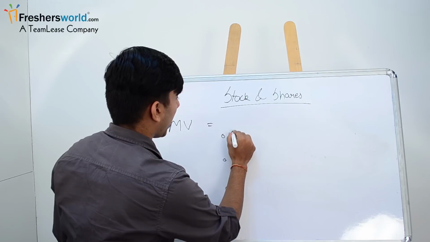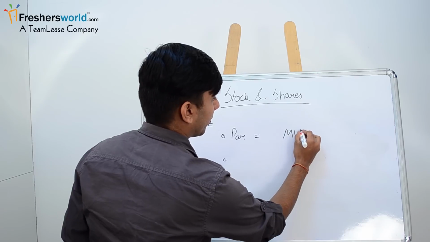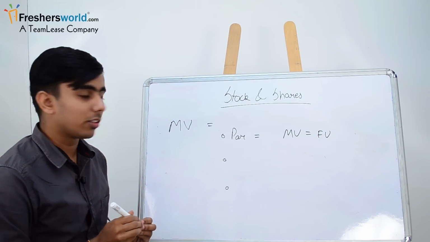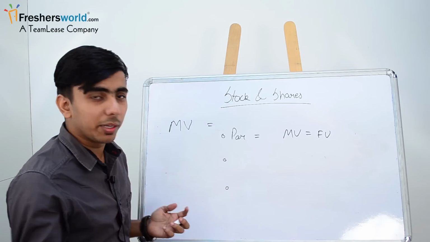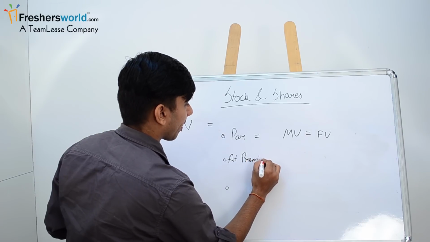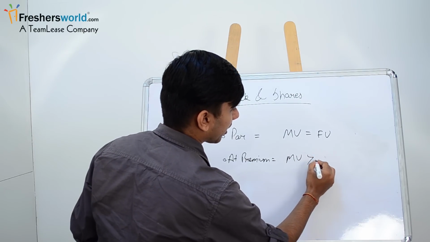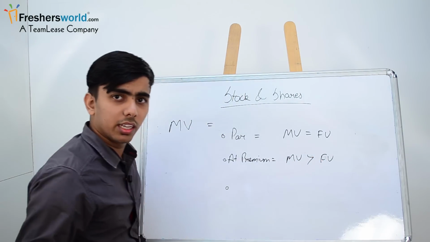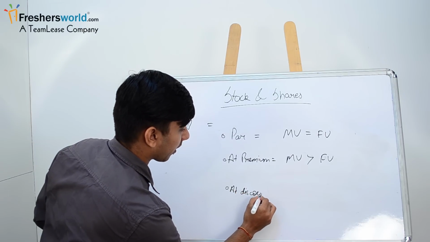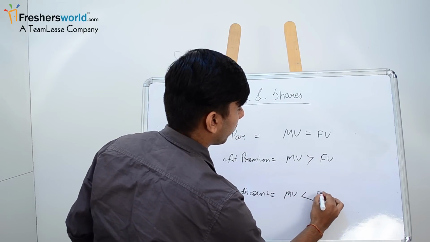First is par. The condition is market value is equal to face value. This is the par value. The second is at premium. At premium you can purchase or sell at a premium. In this the condition is market value is greater than face value. The third is at discount. In this your market value is less than your face value.